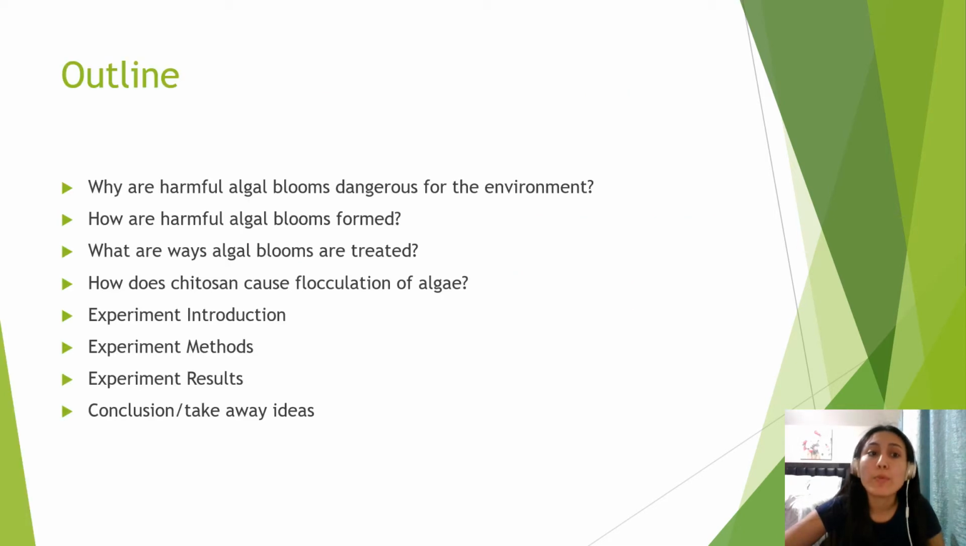So before I go off in our presentation, I'll go through an outline that basically highlights how this presentation will go. So first we'll go over why harmful algal blooms are dangerous for the environment. How are harmful algal blooms formed? What are ways algal blooms are treated? How does chitosan cause flocculation of algae? Experiment introductions, experiment methods, experiment results, some conclusions, and takeaway ideas.